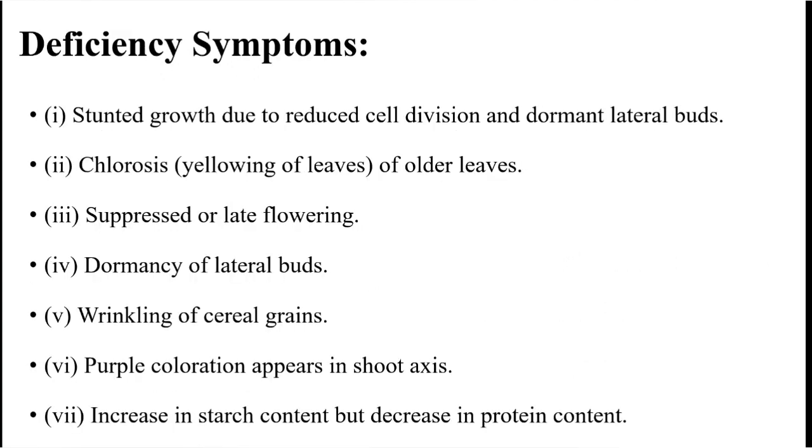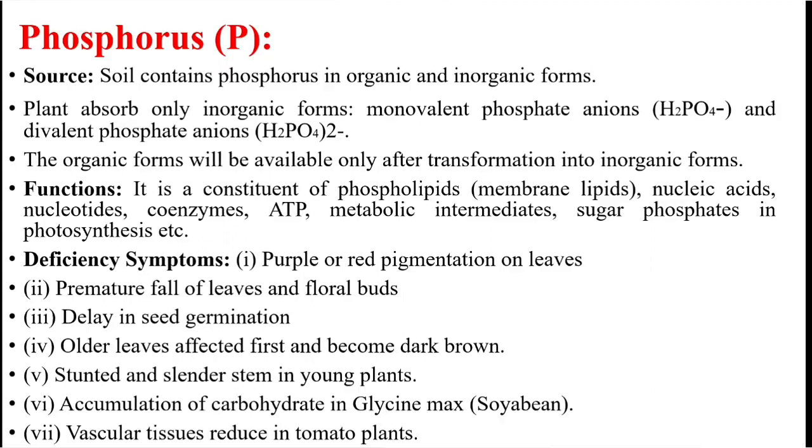And deficiency symptoms include stunted growth due to reduced cell division and dormant lateral bud. Chlorosis means yellowing of leaves or destruction of chlorophyll pigment in older leaves. Suppressed or late flowering, dormancy in the lateral bud, wrinkling of cereal grains, purple coloration appearing in shoot axis, then increase in starch content but decrease in the protein content.